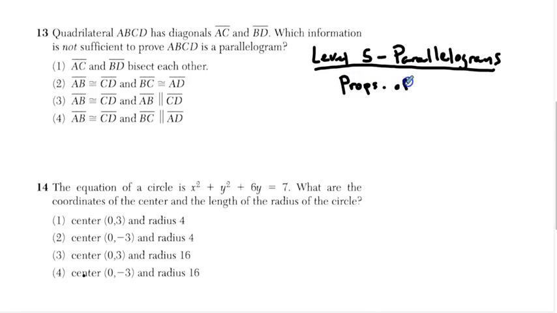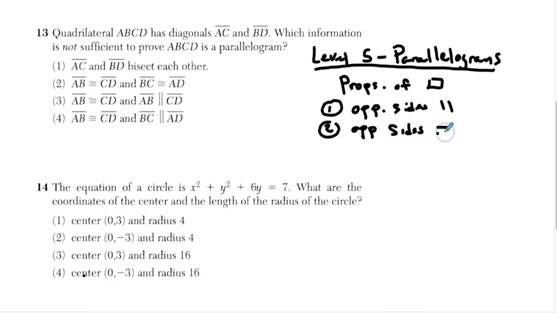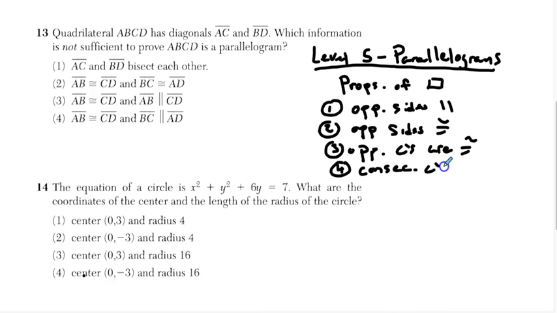Properties of parallelograms: 1, opposite sides are parallel. 2, opposite sides are congruent. 3, opposite angles are congruent. 4, consecutive angles are supplementary. And then finally we have our last one, 5, diagonals bisect each other.